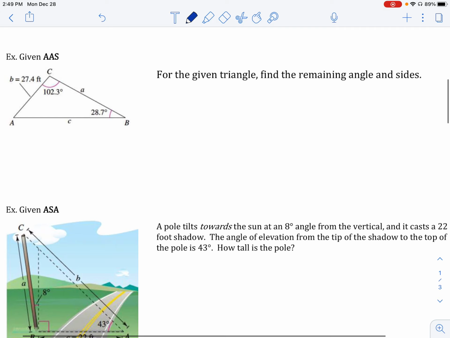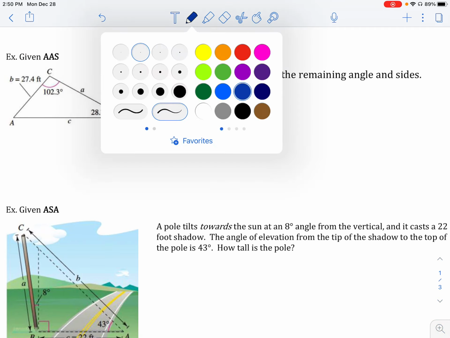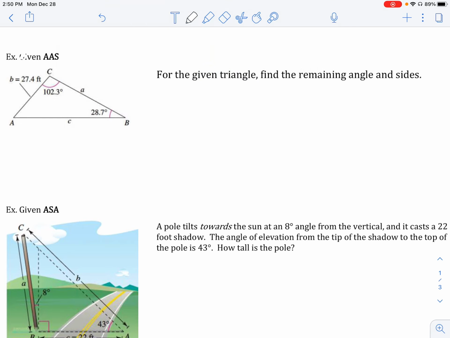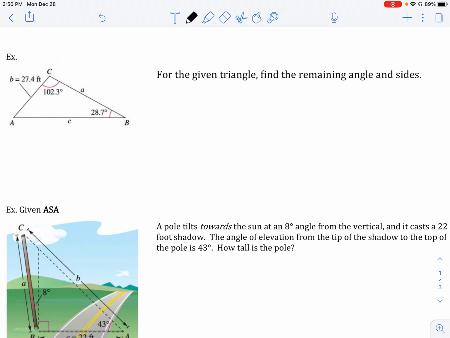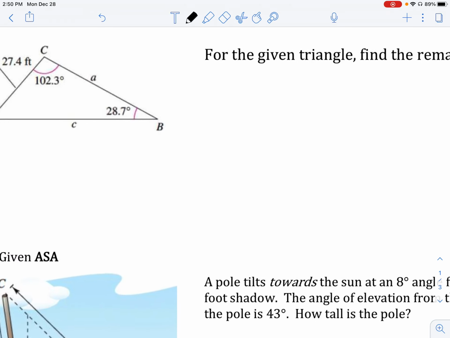So let's start with the first example. I am giving you the fact that this is an AAS case, but let's just pretend for a moment that we didn't know that. Often what you would see in a problem is you'd be given a triangle and it would be up to you to determine what the given information is, what type of case it is, and therefore which law we would have to use. Because there is a law of sines, but in later problems, we'll have to use something called the law of cosines.